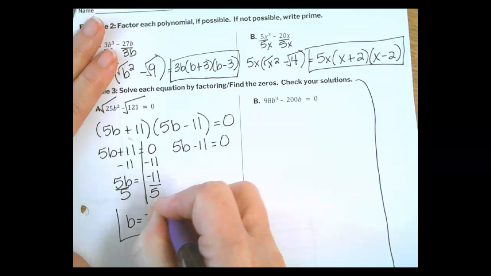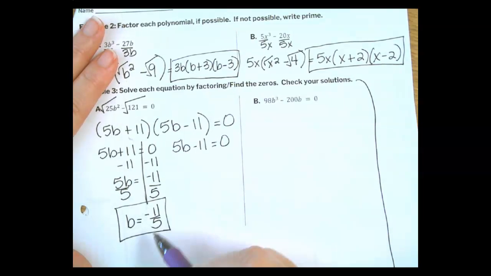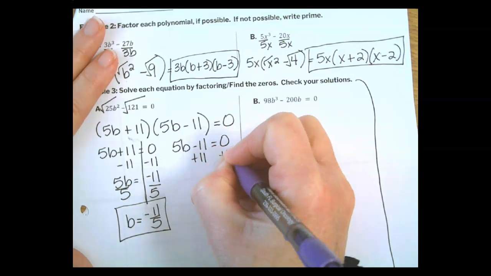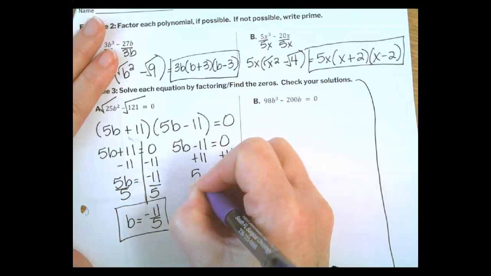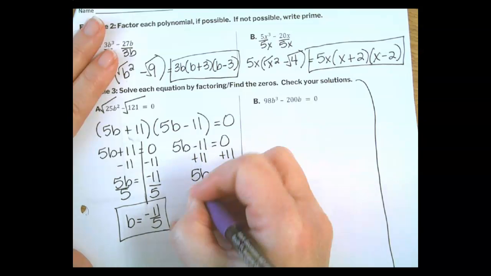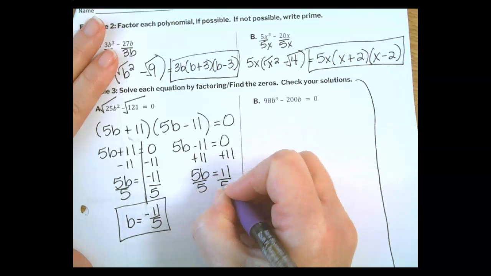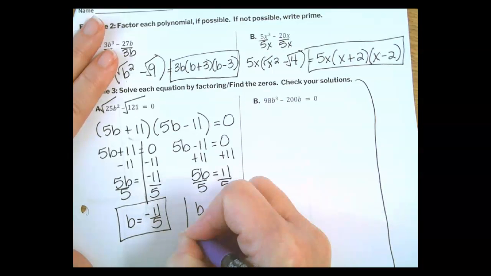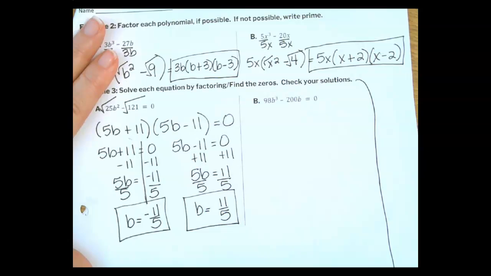I can leave it like that, or I can get a decimal, but usually leaving it in this form is good enough. So we'll just keep it simple. This one, add 11 to both sides. So 5b equals 11. Divide by 5, so b is equal to 11 fifths. So the only difference, one was positive and one was negative.